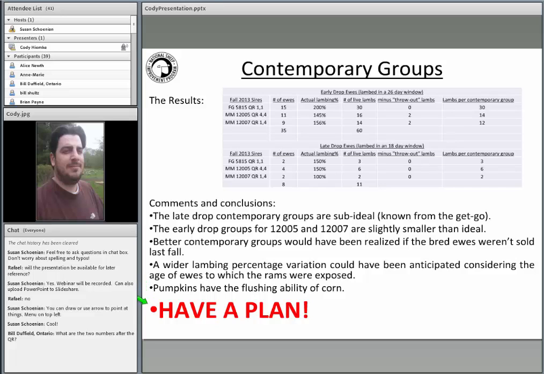So they had a higher percentage there, but still not even close to enough to get up to a good contemporary group. Oh, Bill, the two numbers after the QR, those are OPP susceptibility genetic markers. Some of the work that's been going on out in Clay Center. So the big point here for contemporary groups, correct, Bill, TMEM154.